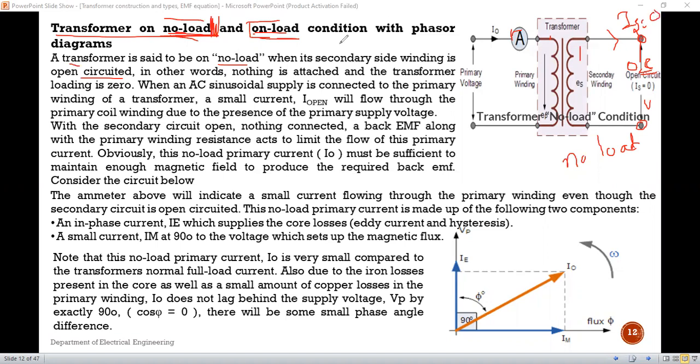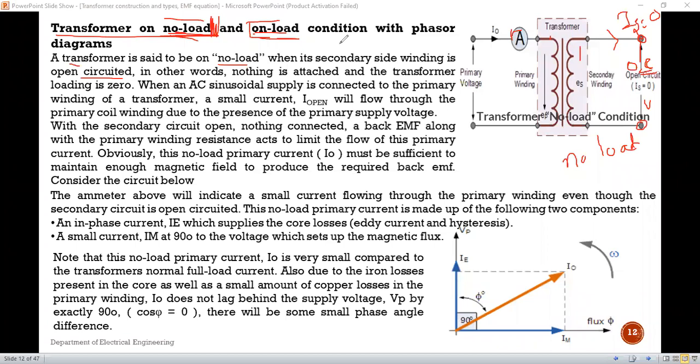See, the transformer is said to be on no load when its secondary side winding is open circuited. In other words, nothing is attached and the transformer loading is 0. Okay, meaning of that, त्याच्यावरती load put केलेला नाहीये.